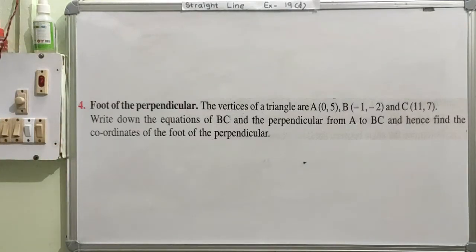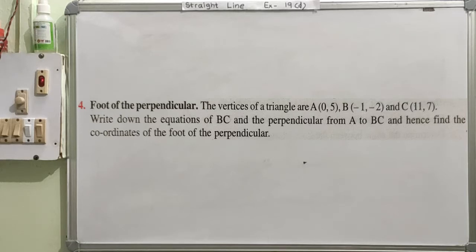Question number 4. The question is to find the foot of the perpendicular. This is the main question. The information we have is that the vertices of a triangle are given, the coordinates of the vertices. The first part is to write down the equation of BC, and then the perpendicular from A to BC, right?